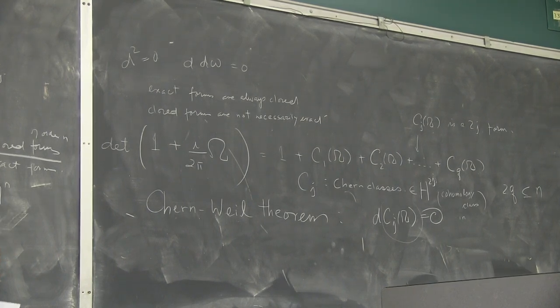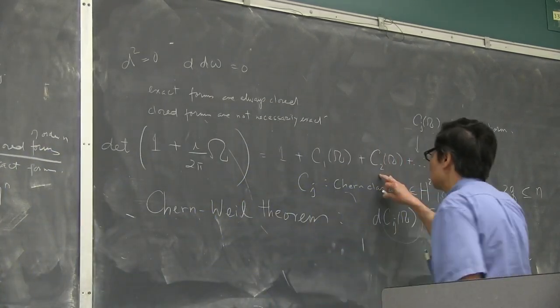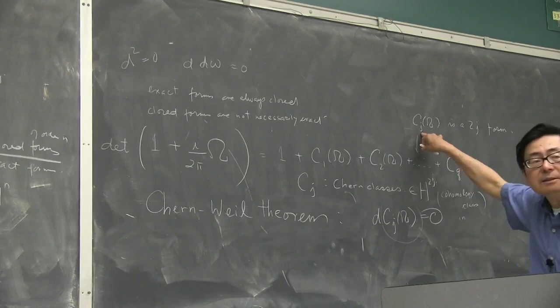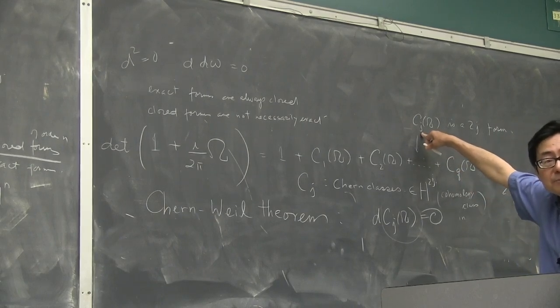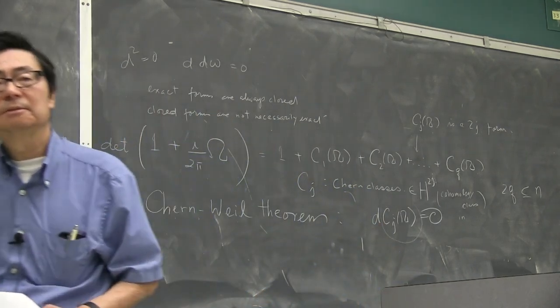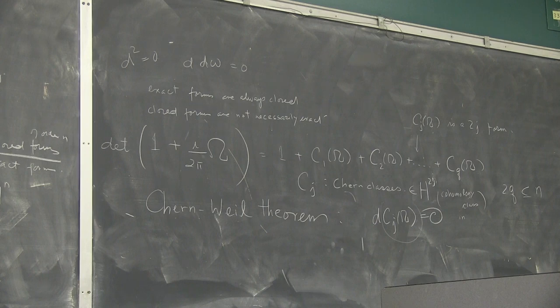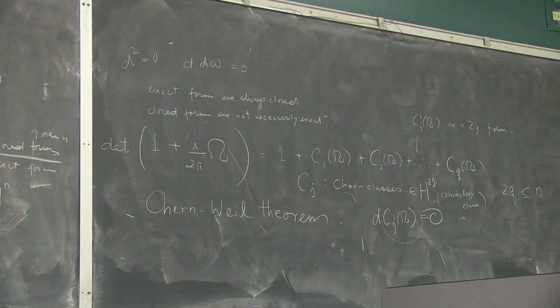Now, these are forms of certain orders, right? You take a Chern class C_j, it's a 2j-form. And so you can imagine integrating a certain 2j-form over a 2j-dimensional submanifold of the original manifold that is without boundary.